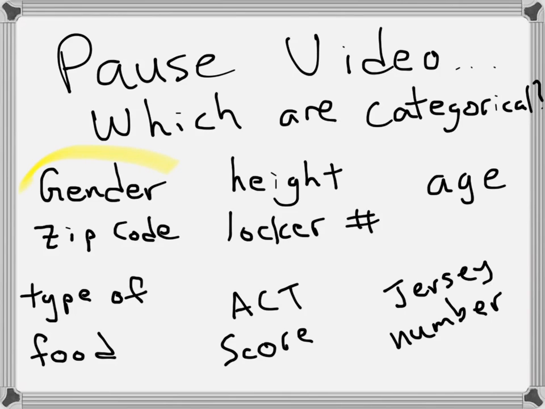Gender is a categorical variable. Zip code is a categorical variable. Locker number is a categorical variable. Jersey number is a categorical variable. And the type of food is a categorical variable. Even though jersey numbers, locker numbers, and zip codes can be represented with numbers, they're not numbers in a counting sense, but numbers in a category sense. So hopefully this video is helpful in discerning the difference between categorical and quantitative variables.